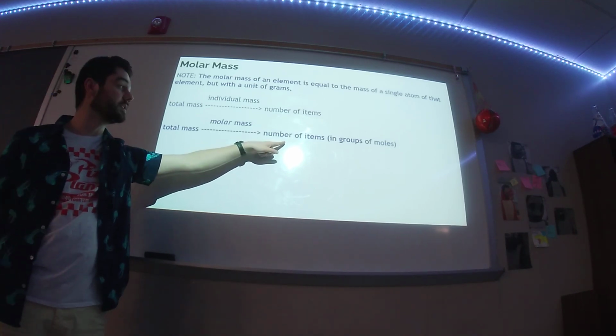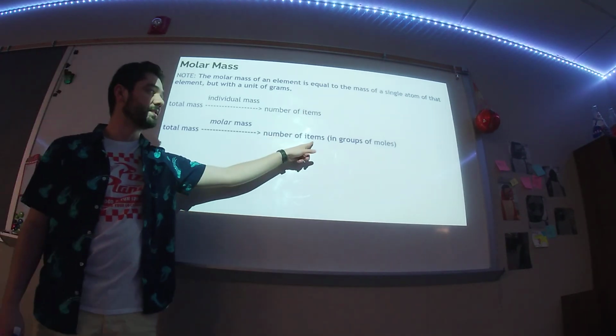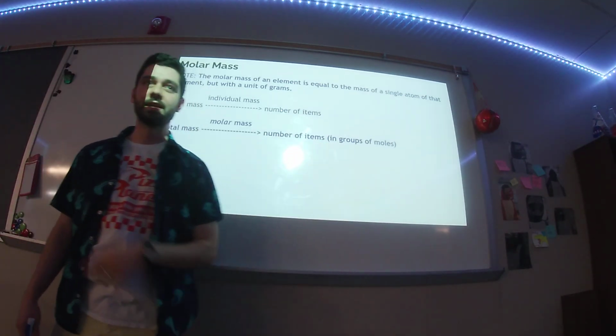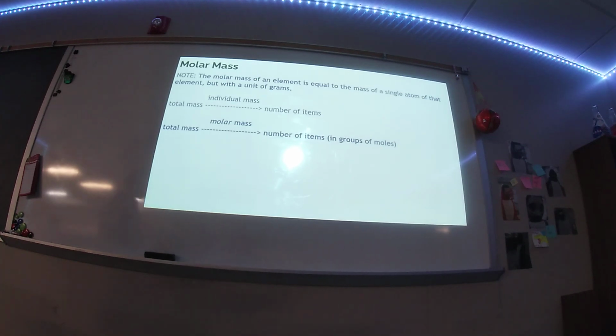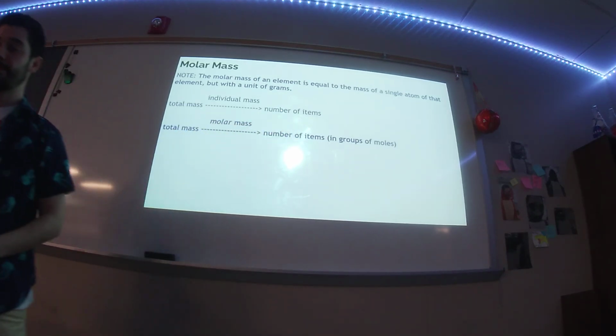We're going to convert into the number of items. Okay? And when I say number of items, we're counting them in groups of moles. How many moles do I have? Do I have 1 mole, 2 moles, half a mole? Well, we can figure it out based on mass. We can now translate mass to number of items.